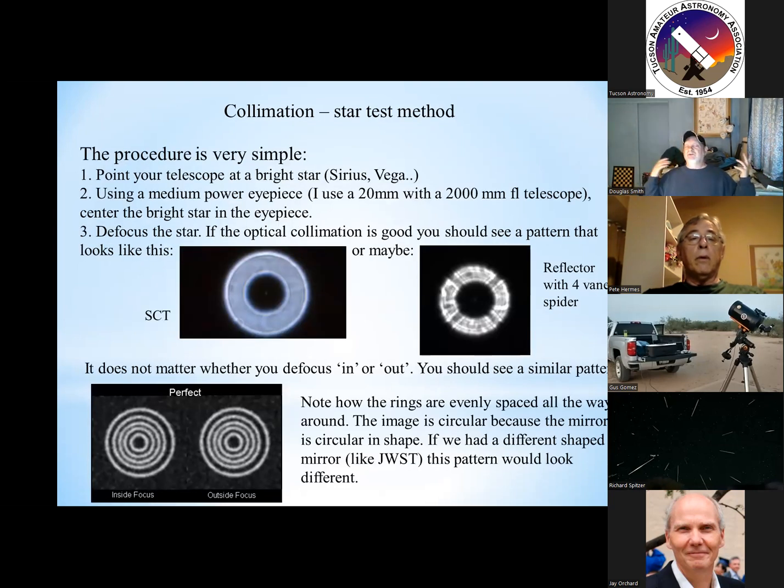So the procedure is real simple. When you take your telescope out, you point it at a bright star. The brighter, the better, because you get a better look at the pattern. Sirius is, at this time of year, still available to use. Vega in the summer, whatever bright star you can find. Usually, you just point the telescope at the star. I use a medium power eyepiece, something that gives me about 100 power, like a 20-millimeter eyepiece with my 2,000-millimeter focal length telescope gives me 100 power. I use a medium eyepiece like that, and I would recommend you do.